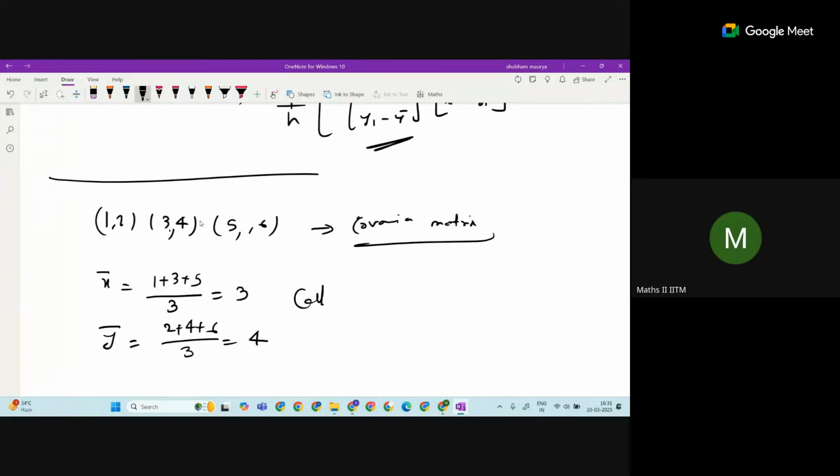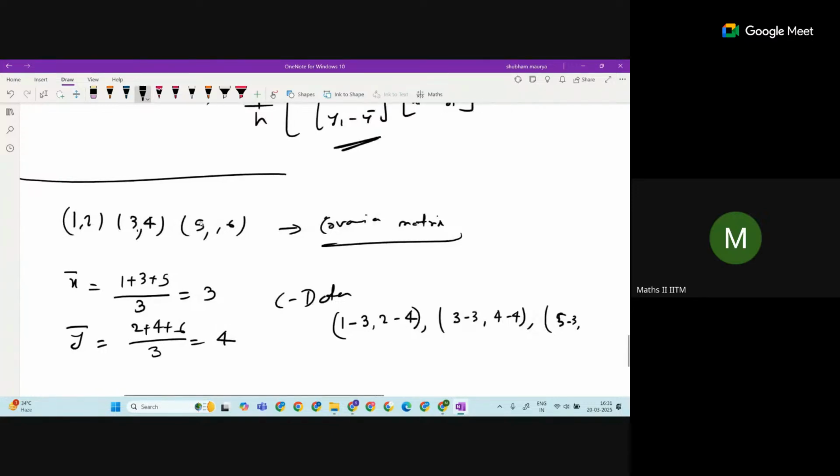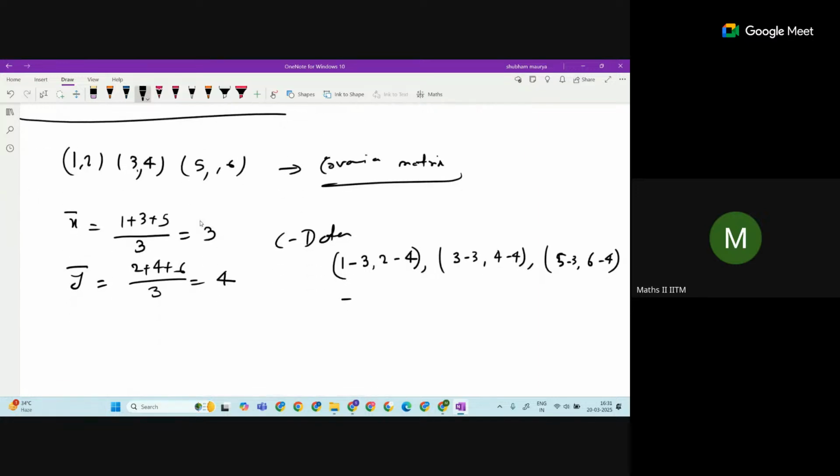Now the centralized data is going to be 1 minus 3, 2 minus 4, 3 minus 3, 4 minus 4, 5 minus 3, 6 minus 4. So this would be minus 2, 0, 0, 2 and minus 2.